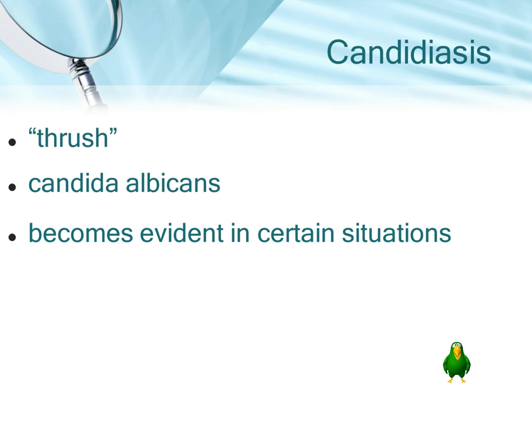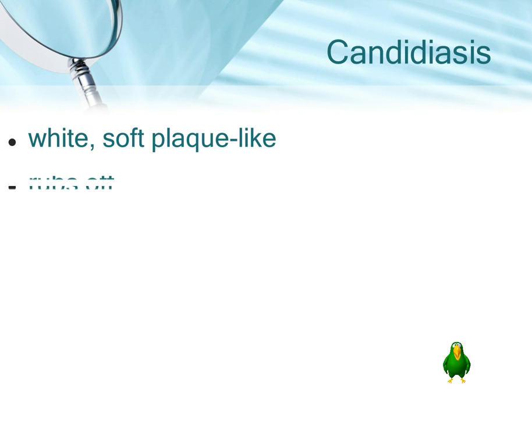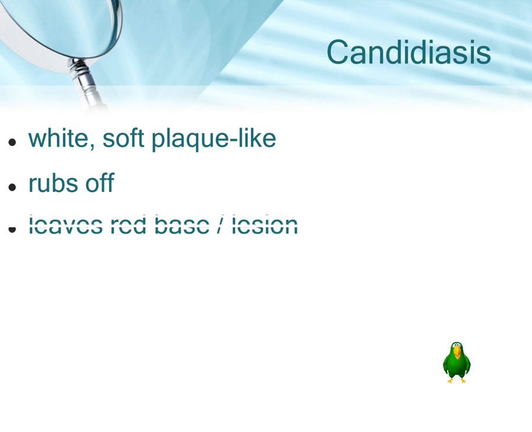Outbreaks of thrush can also be seen in babies and in the elderly. Thrush presents as a white, soft plaque-like lesion. One of the ways to help tell if this is the condition is to wipe it off. After wiping the lesion off, it will leave a raw, red surface.